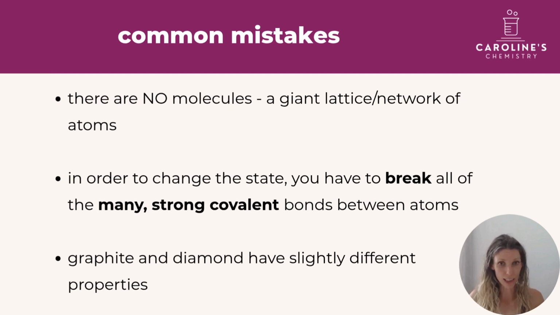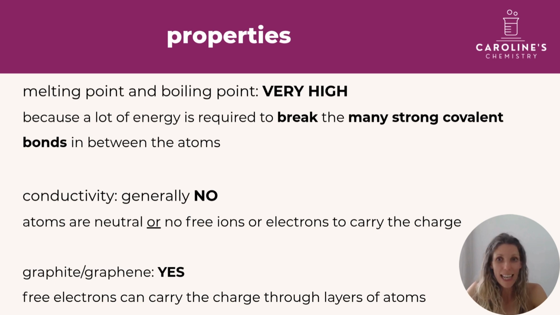In order to change the state, you have to break all of the many strong covalent bonds. And remember, we talked about those different properties, even though they're both made of carbon. So first, let's look at melting and boiling point. For giant covalent substances, all of the big 5, there's no particular differences here. Those melting and boiling points can be described as very high. And by that, we are talking about thousands of degrees Celsius.